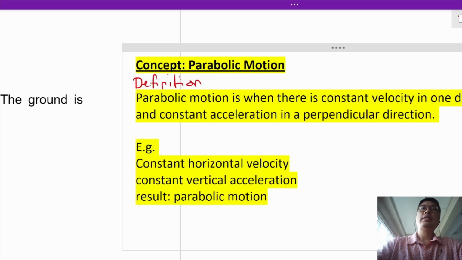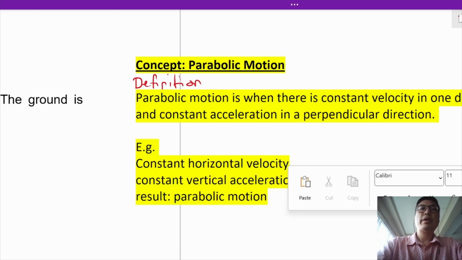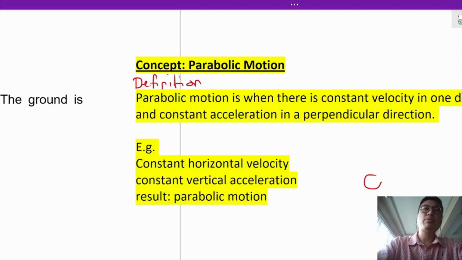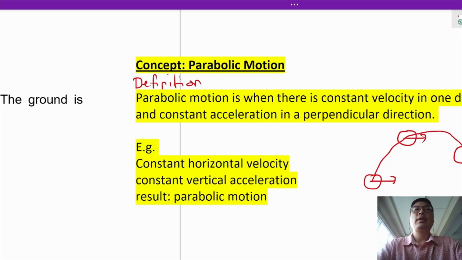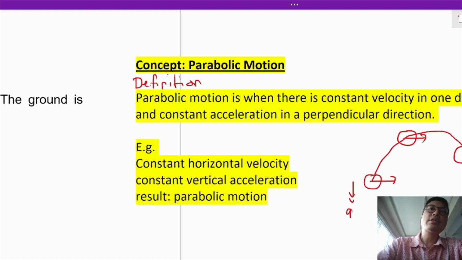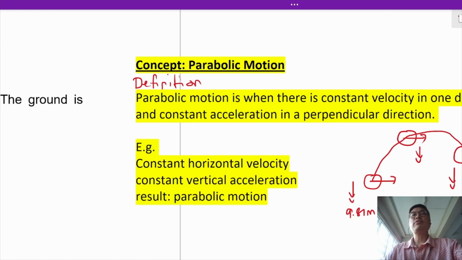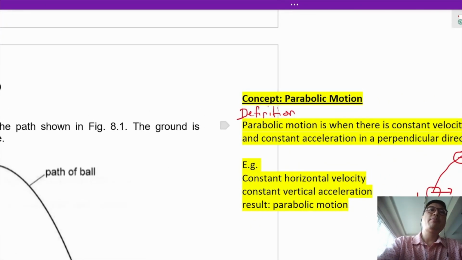So, for example, in the case of parabolic motion near the Earth's surface, we have a ball that is moving with constant velocity in the horizontal direction, which means that when the ball is traveling in parabolic motion, the horizontal component of the velocity will be constant all the time. And then we also have constant vertical acceleration of 9.81 meters per second squared all the time. So this fulfills the definition of parabolic motion. Please remember this definition. You might want to write it down. Parabolic motion is when there is constant velocity in one direction and constant acceleration in a perpendicular direction.